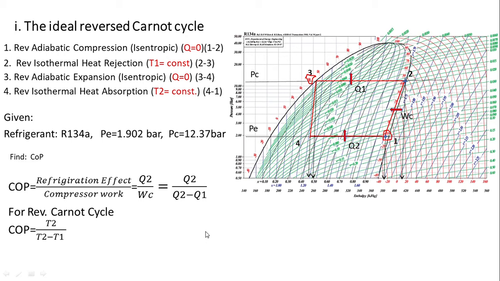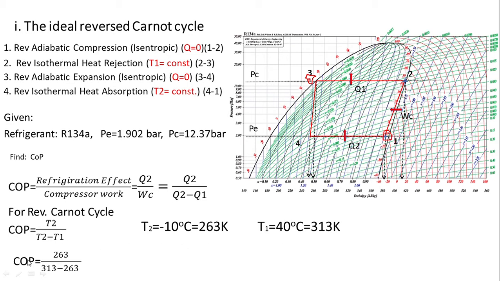And in this case, what is T2? T2 is minus 10 degrees centigrade, which means 263 Kelvin. And what about T1? T1 is 40 degrees centigrade, which means 313 Kelvin. Now if you put these values in this equation, COP becomes 263 divided by 313 minus 263, and you will get COP equal to 5.26.